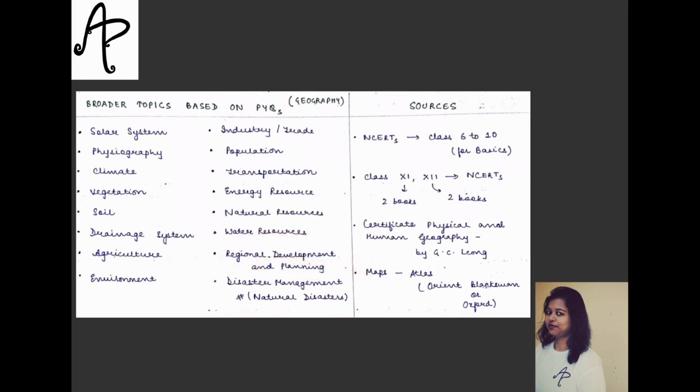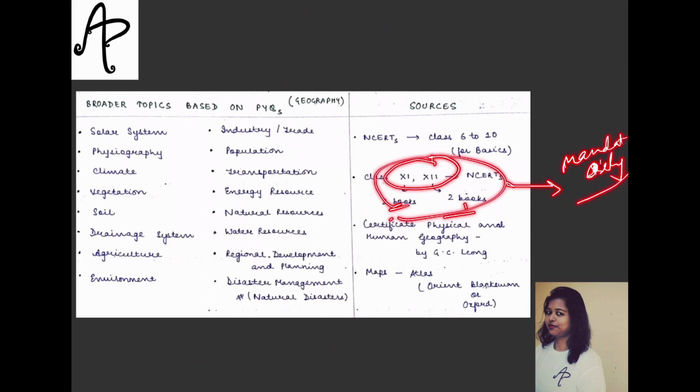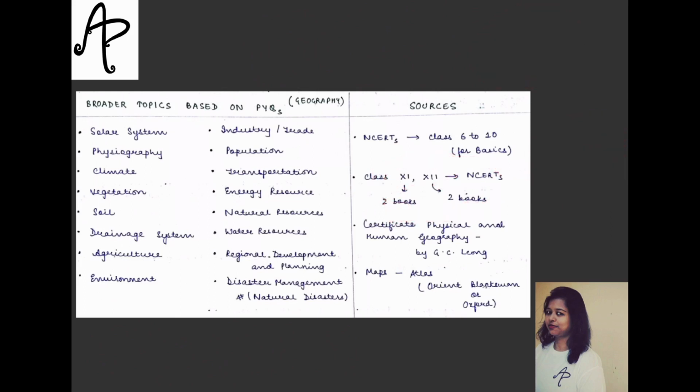Some recommended sources for covering geography would be, of course, the NCERTs. There is no substitute for that. For the basic, standard 6 to 10th, class 11th to 12th there are two parts, two books, I mean, so 4 books are there and mandatorily need to be done. But I will still recommend that rather than doing class wise, do topic wise, as I have shown you in that list. Then there is this book, Certificate Physical and Human Geography by G.C. Leong. That's a very famous book.